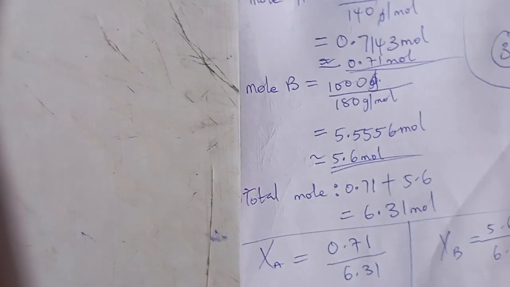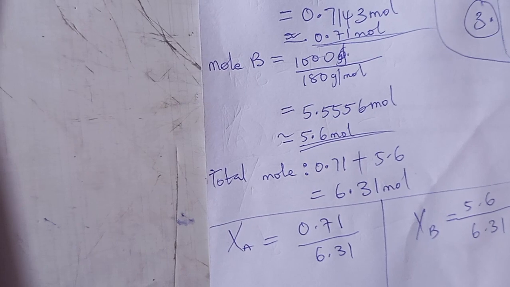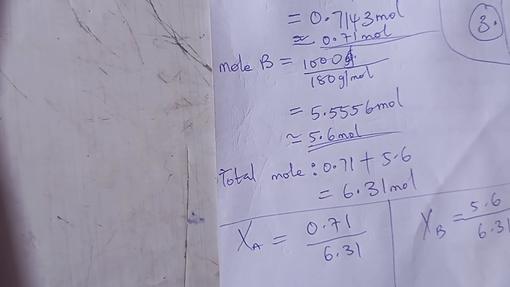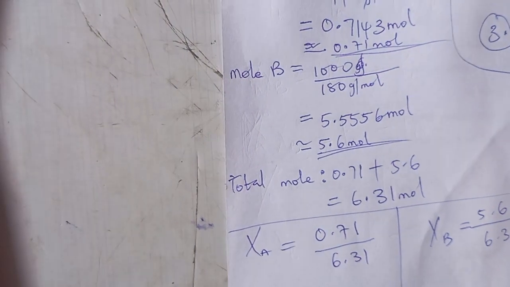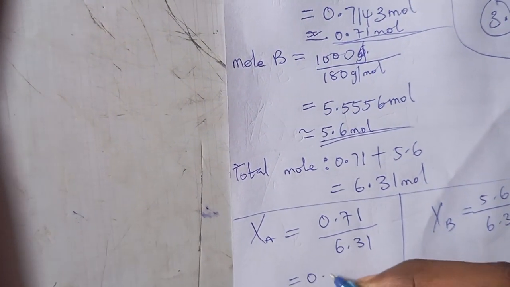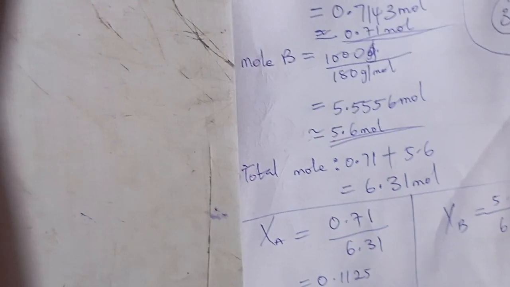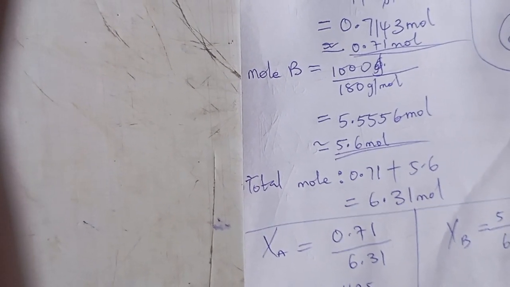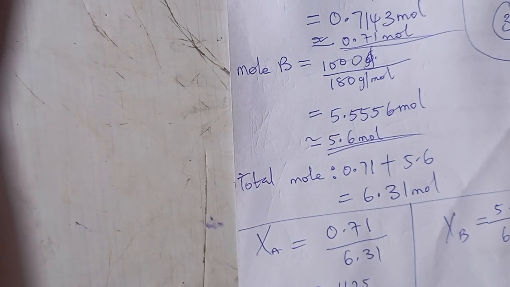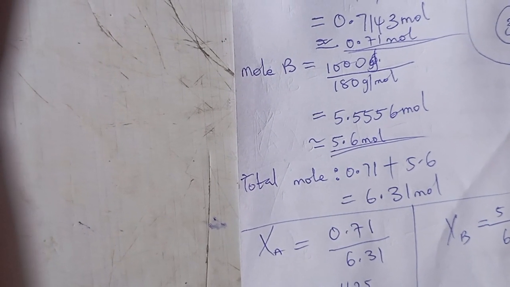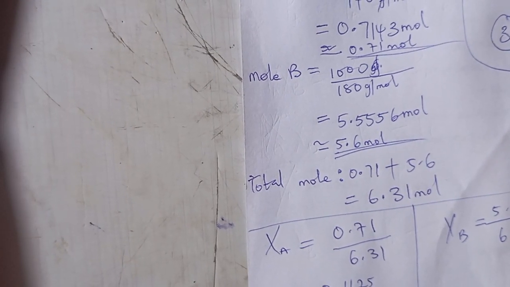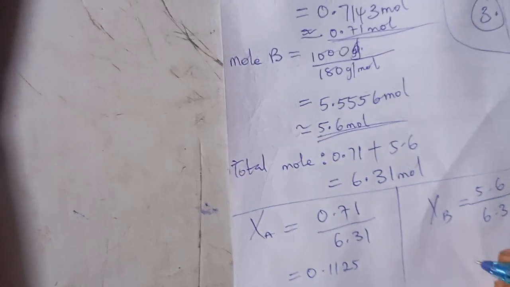So let's do it. I'll have 0.71 divided by 6.31. I get 0.1125. Then 5.6 divided by 6.31, I get 0.8875.